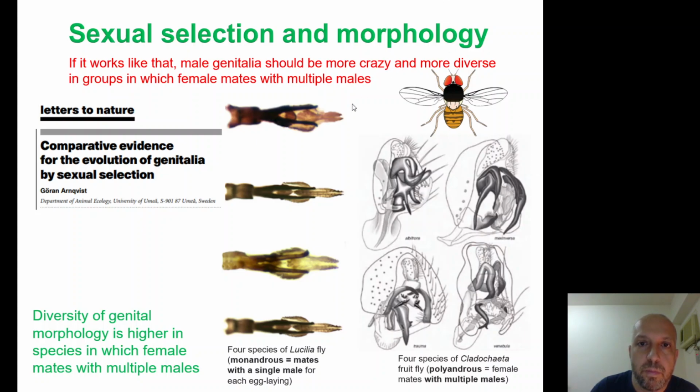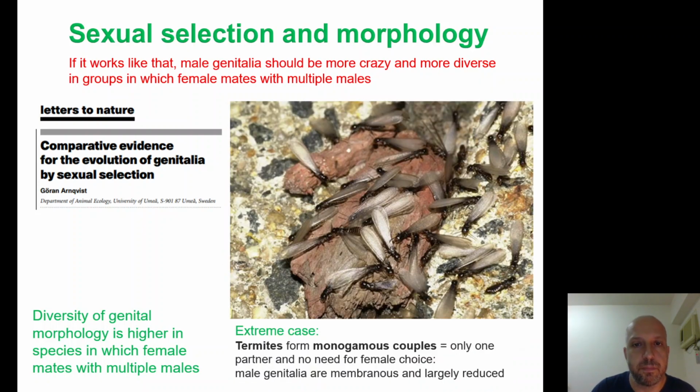And he compared it with some group which was more or less related, which has this mating with multiple males. And here you can see one of the examples, right? This group, Cladocheta, is so-called polyandrous, so the females mate with multiple males. And you can see that the shape of the genitalia is crazy, right? And here is another closely related fly called Lucilia, and here the shape between the species is more or less similar and not that crazy, right? So it looks like it really works. Also, in the extreme case, we even have cases in insects where they form monogamous couples.